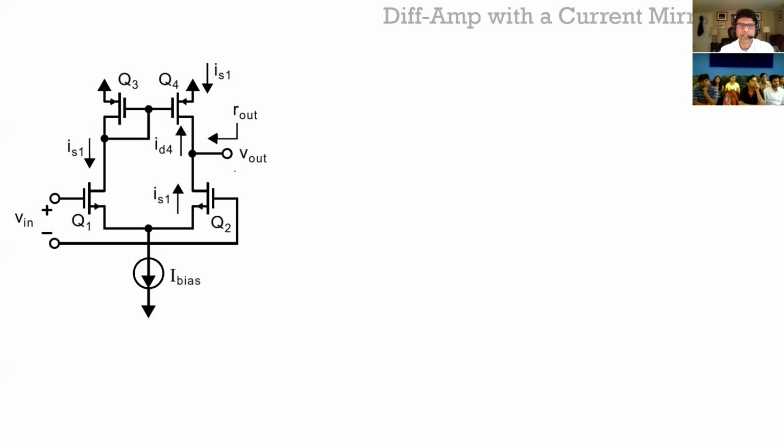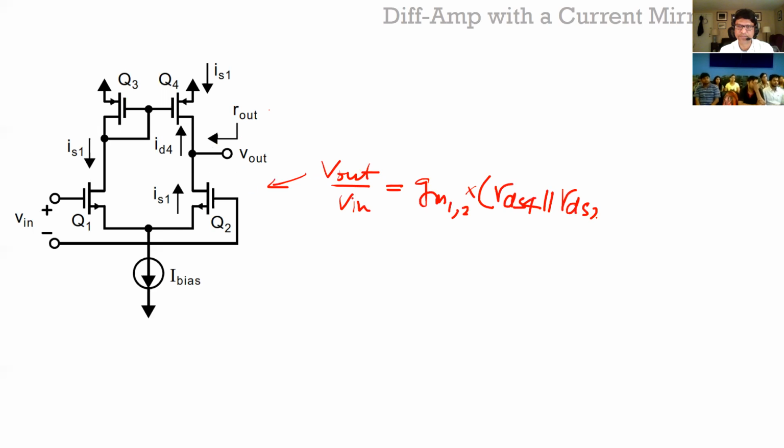So this is a simple differential amplifier, which we showed that V out over V in, small signal, again, is either GM1 or GM2, they're the same value, times the output impedance here, this R out. And the R out is nothing but, in this case, the output impedance of RDS4 in parallel with RDS2.